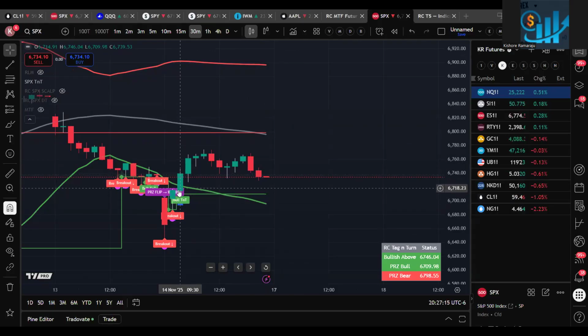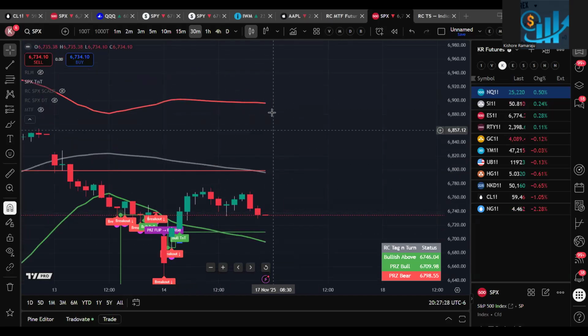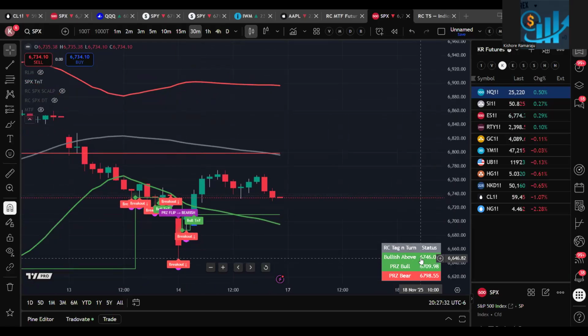You don't need to go below because minimum it will move 100 points up before it gives a bearish tag and turn. So you do 50, 60 delta and you can just hold it for the next 2-3 days. When price goes all the way to the top, you can take the profits. Here it will show that okay, this is the potential reversal point, right?